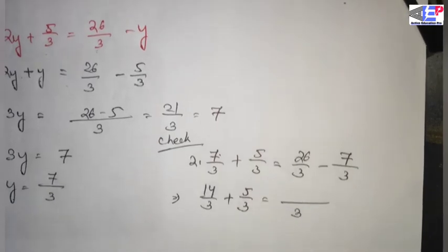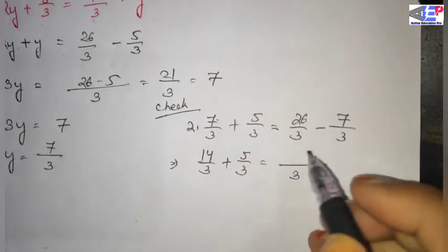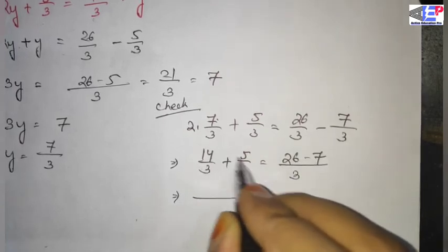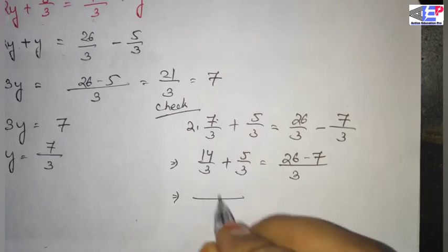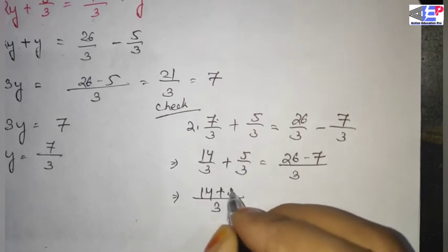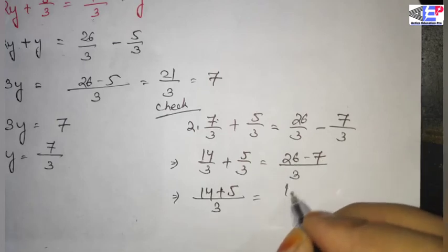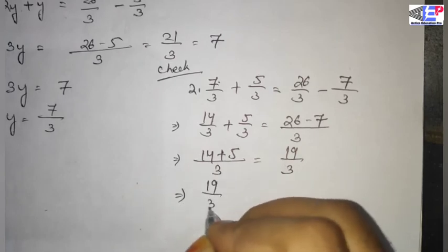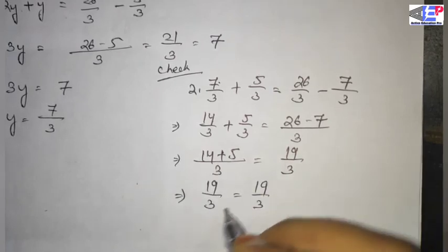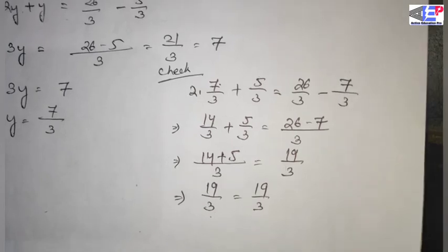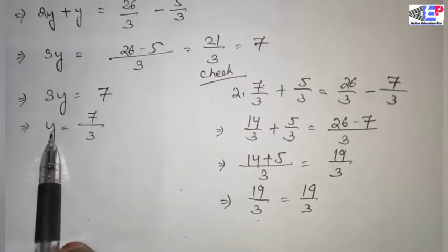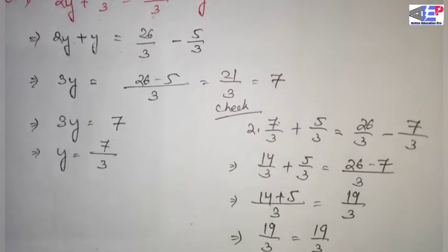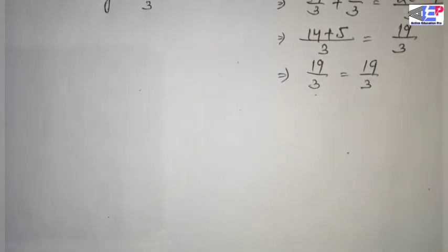take the LCM 3, both the denominators are the same, 26 minus 7, and here on our left side both the new denominators are the same, 3, then add the numerators simply, 26 minus 7, 19 by 3, and by adding 14 with 5 it will become 19 by 3, 19 by 3. So LHS is equal to RHS. So the numerical value of the variable y is 7/3 for this equation of question number 9 of exercise 2.3.